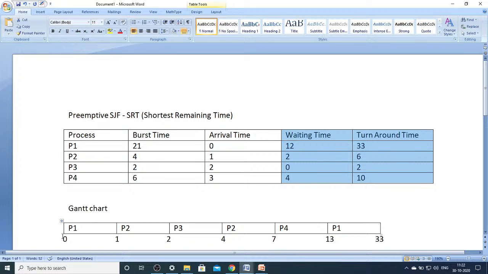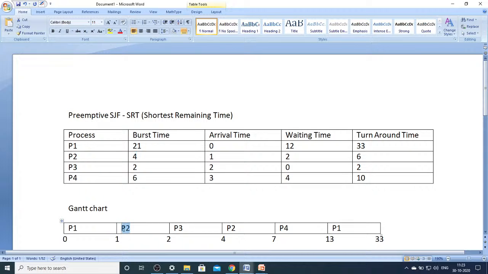Coming to the Gantt chart, at 0th second, P1 is the only process that is readily available. So P1 begins its execution, and after P1 executes for 1 second, at the end of first second, P2 is arriving, whose requirement is just 4 seconds, and P1, which began its execution, actually requires 21 seconds, and at the end of first second, P1's requirement is 20 seconds. But P2, which is readily available at the end of first second, has requirement of only 4 seconds. So P1 to be stopped and P2 to be started.